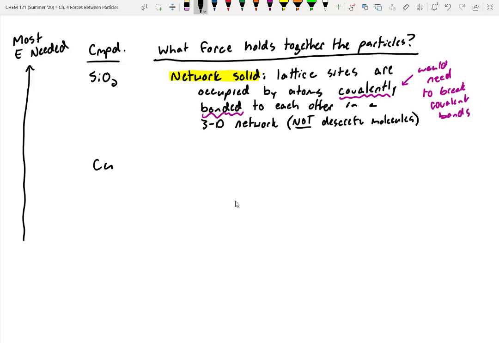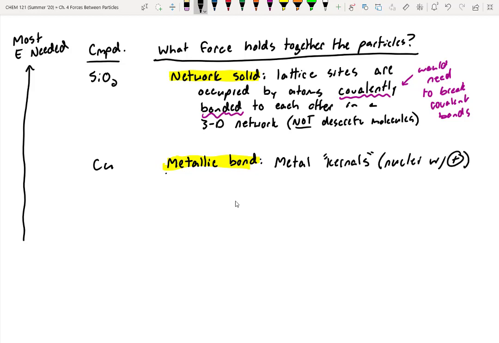So now the question is, what force holds together the particles of copper in the crystal lattice? And this is actually called a metallic bond. And this makes sense because copper is a metal, right? So I'm going to highlight this as a new term. And a metallic bond is kind of interesting. It's essentially a bunch of metal kernels, which are nuclei with a positive charge, surrounded by a sea of electrons.